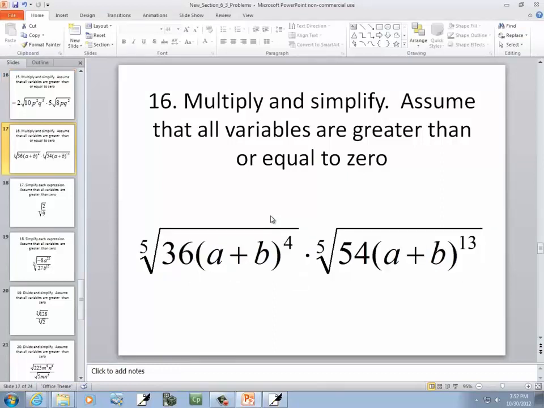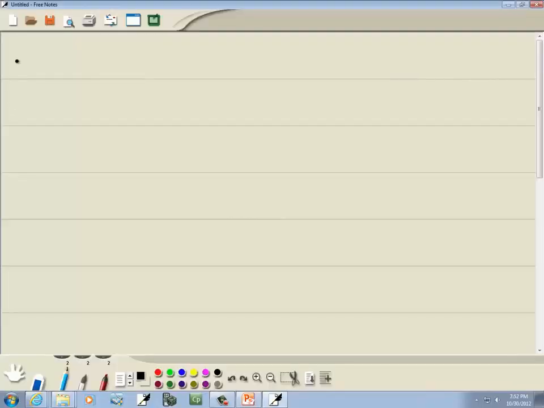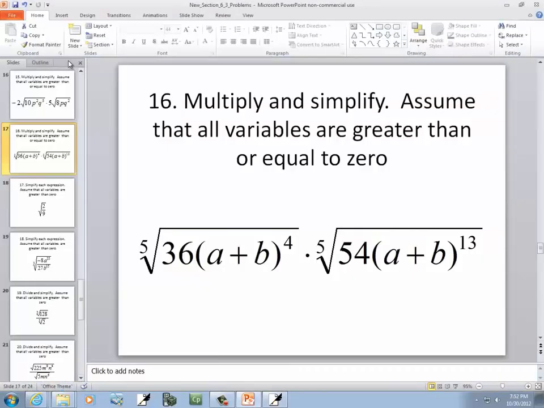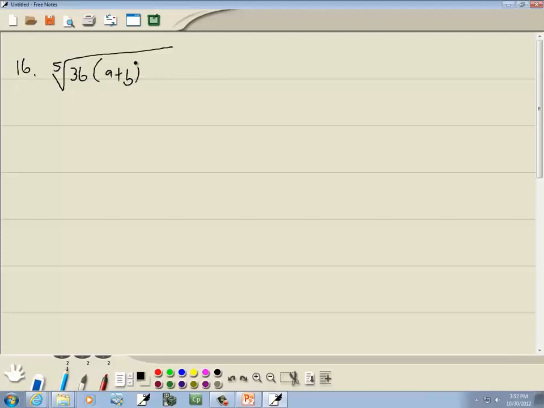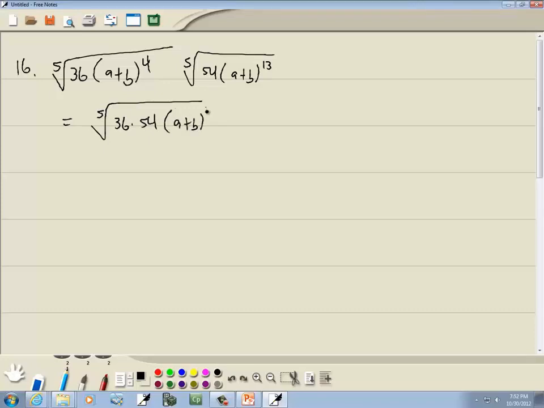Nope, we got another multiplication. Let's go ahead and do this one, and then we'll look at those properties. Okay, fifth root of 36 times a plus b to the fourth, times the fifth root of 54 times a plus b to the 13th. Well, we're multiplying the two radicals together, so we'll put them into a single fifth root, and we'll have 36 times 54. And we'll put the a plus b's together, so we've got a plus b to the fourth and a plus b to the 13th.